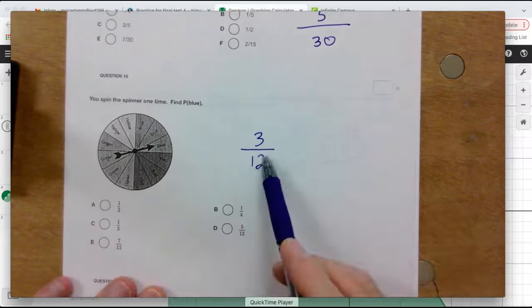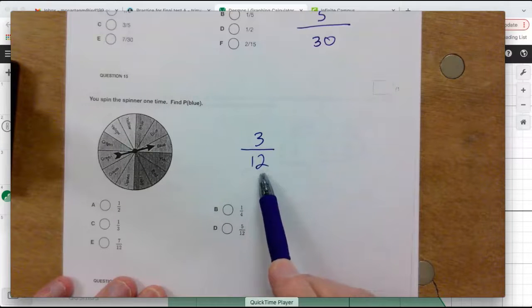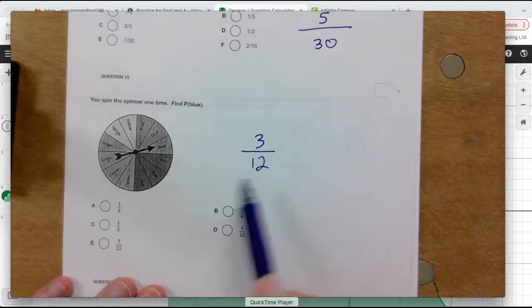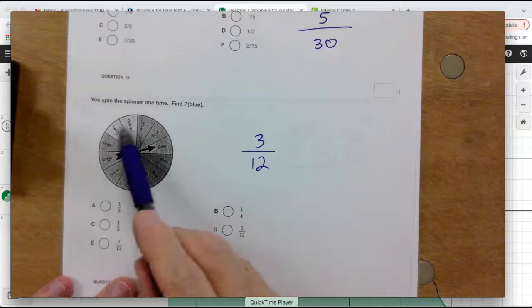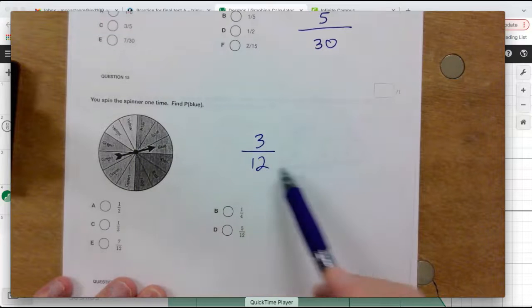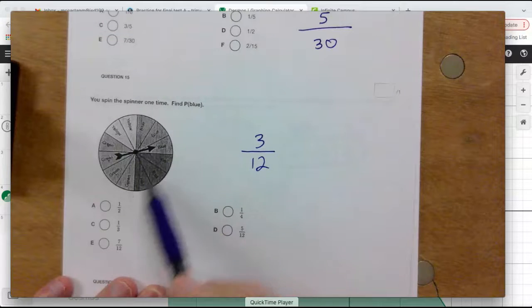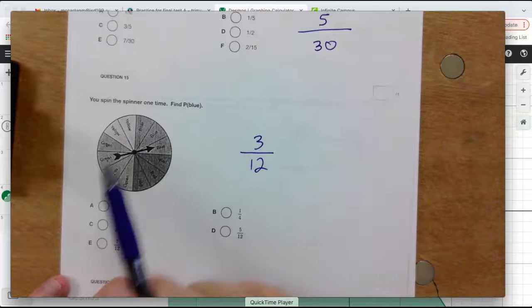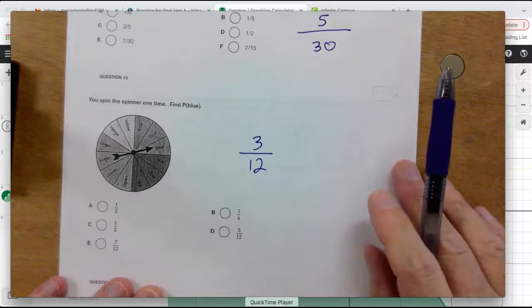Again, the bottom number is all the total possible outcomes. So I counted all those up. 1, 2, 3, 4, 5, 6, 7, 8, all the way around. There's 12 possible wedges in here. If I spun this around, there's 12 possible outcomes.